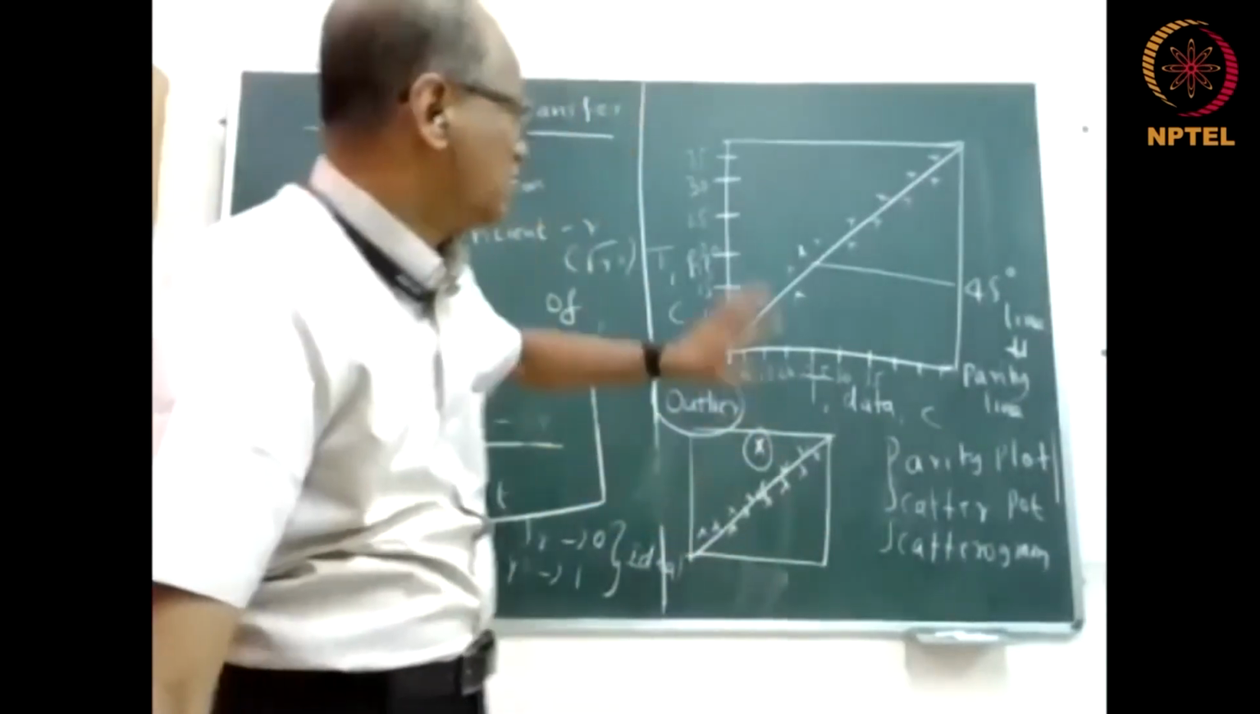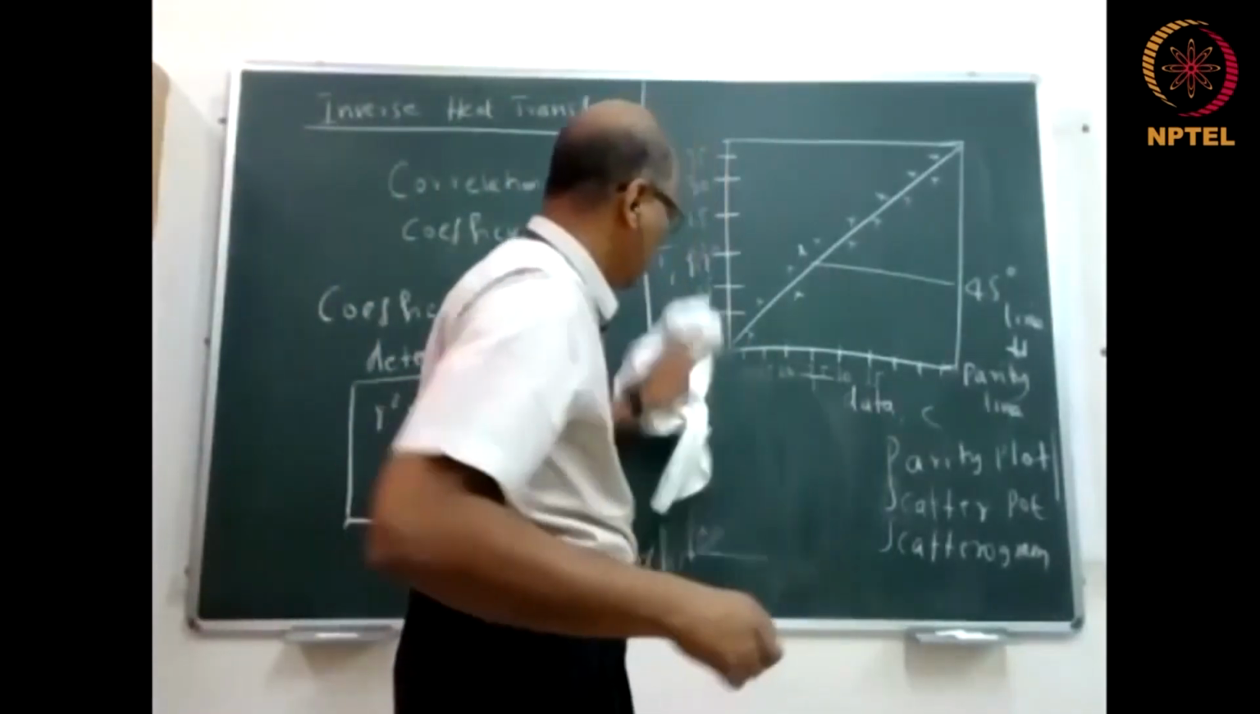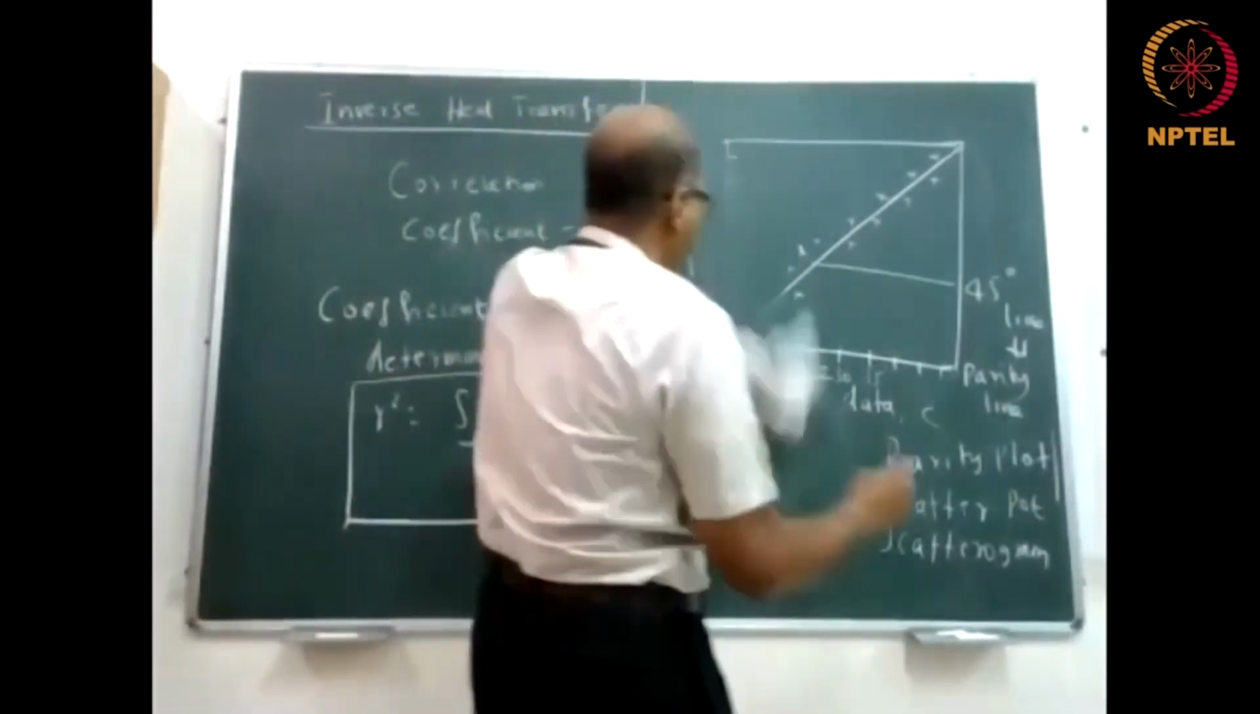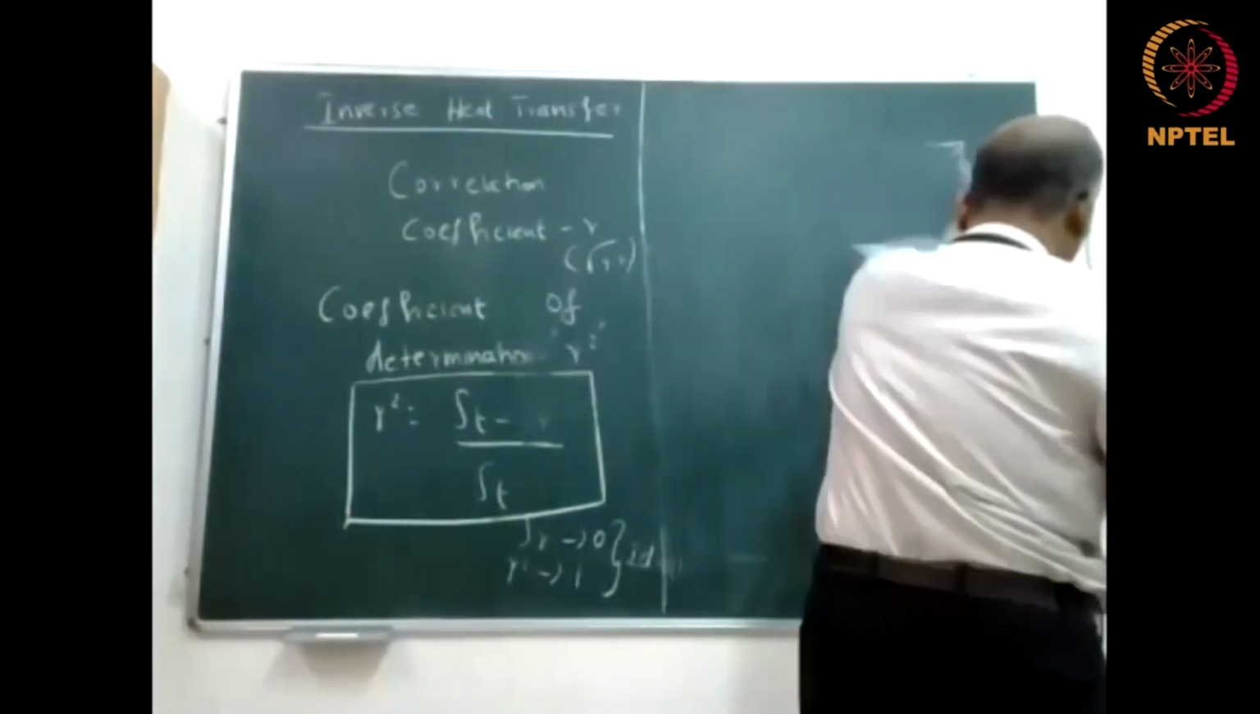So this is as far as the correlation coefficient and other things are concerned. You can draw a parity plot, you can compute a correlation coefficient, and you can also get the standard error of the estimate, correct?